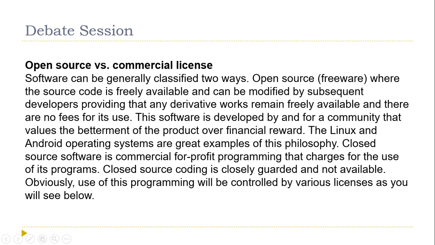Open source versus commercial license. Software can be generally classified two ways. Open source or freeware, where the source code is freely available and can be modified by subsequent developers, providing that the derivative works remain freely available and there are no fees for its use. This software is developed by and for a community that values the betterment of the product over financial reward. The Linux and Android operating systems are great examples of this philosophy.